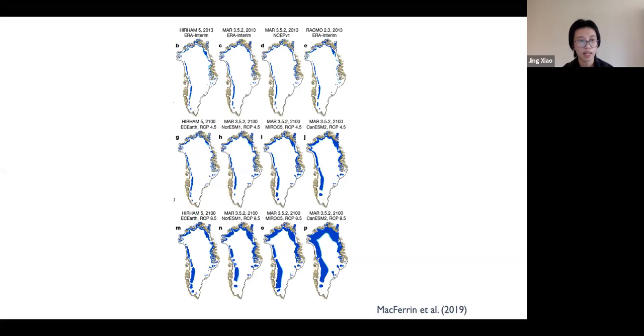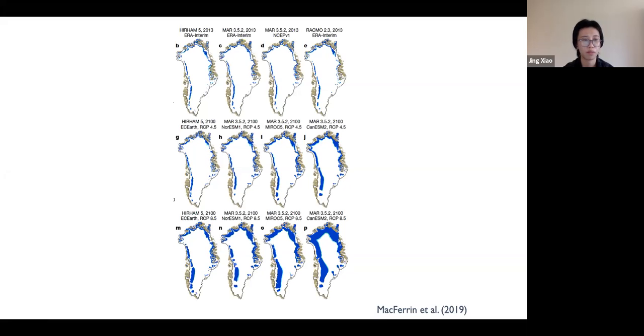So first, we can see that meltwater refreezing will very likely still be a problem at the end of this century. There is no sign of disappearance. Also, there is a lot of uncertainty. For example, if we compare figure G with figure P.